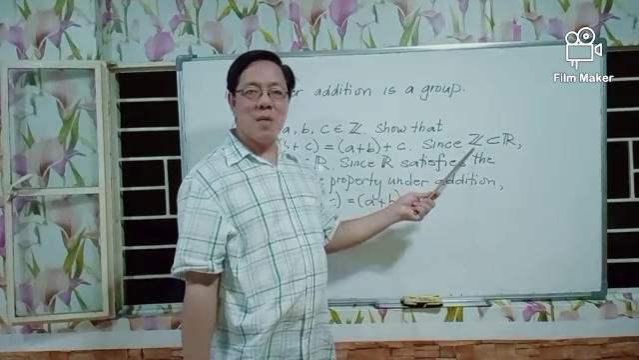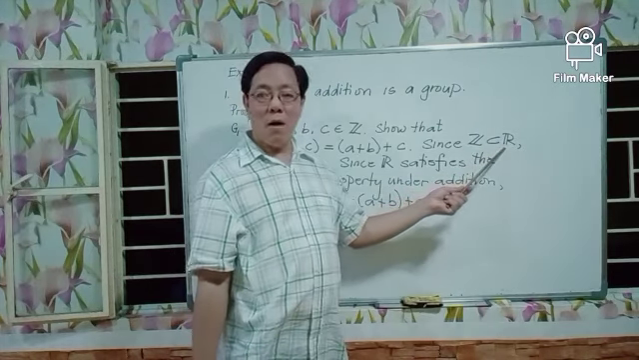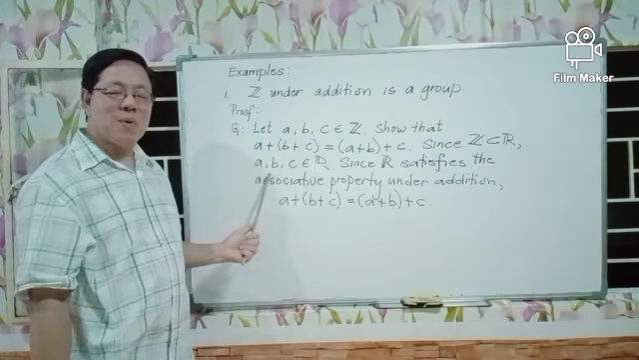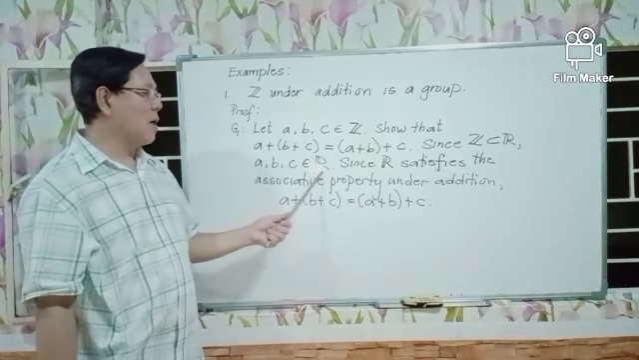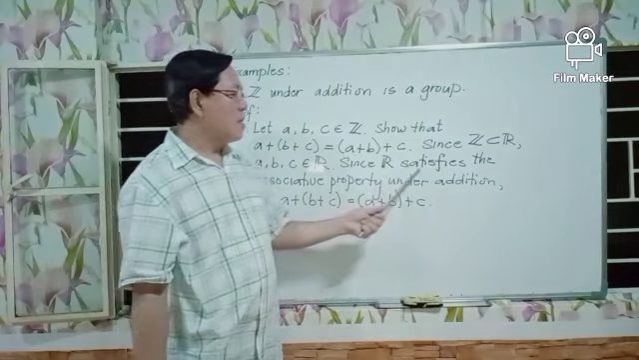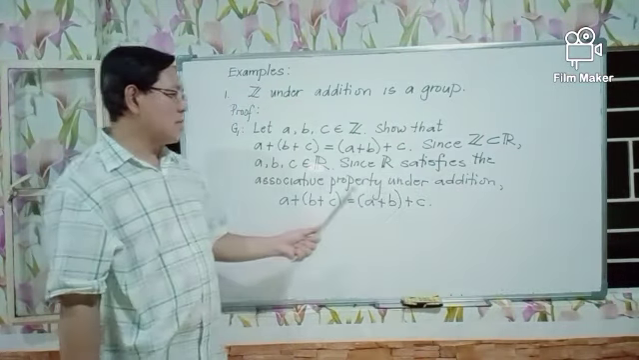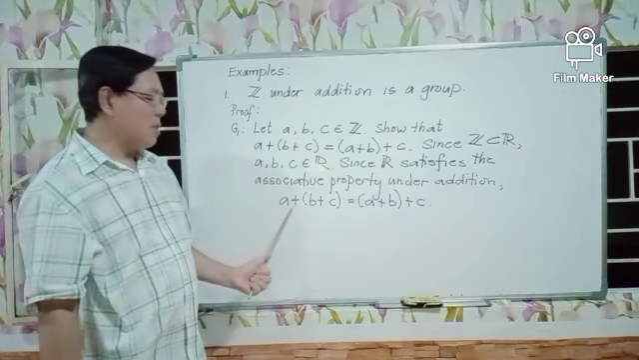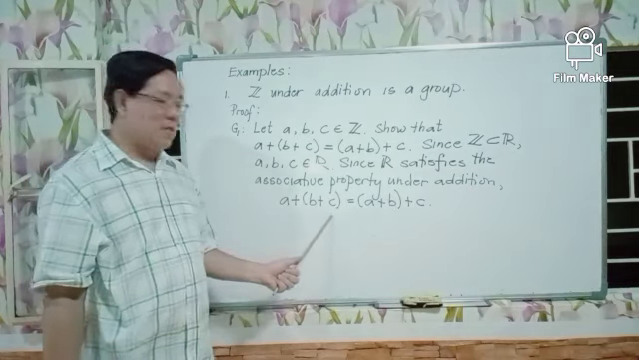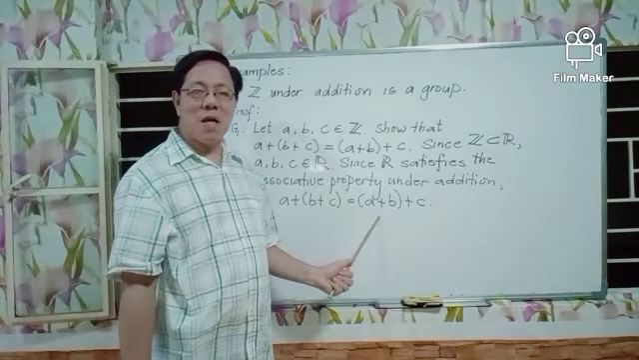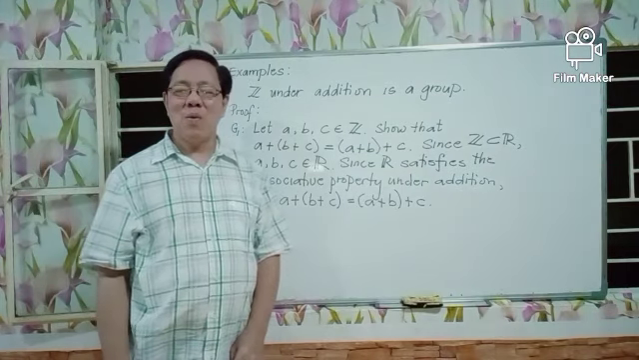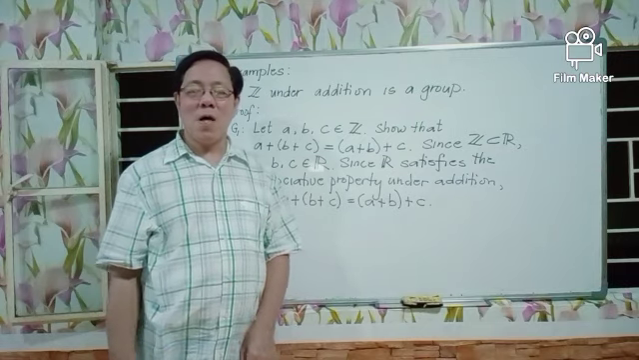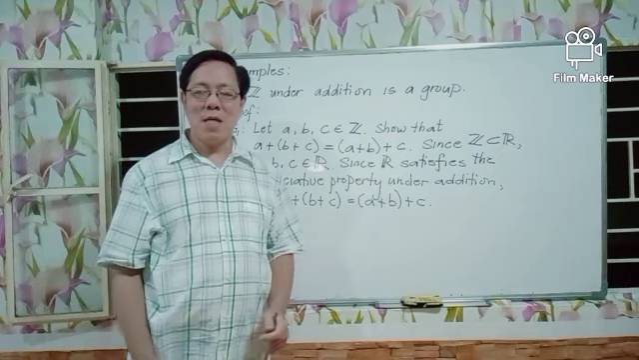And because Z is a proper subset of the set R of real numbers, we know that for any real numbers A, B, C element of R, the associative property is satisfied under addition. Therefore, we conclude that A plus quantity B plus C must be equal to quantity A plus B plus C. Now we verify the second property of a group, the existence of identity element.